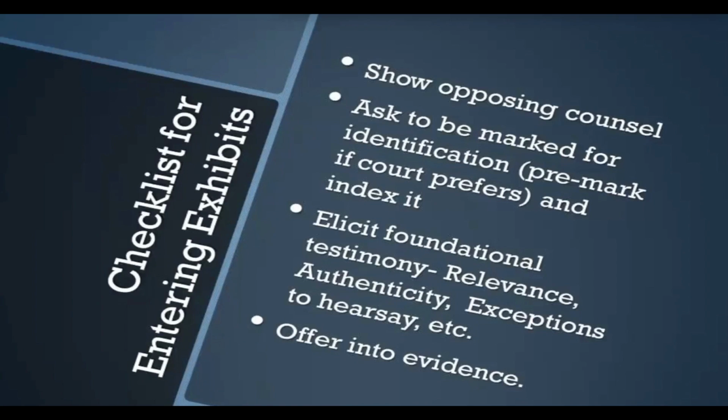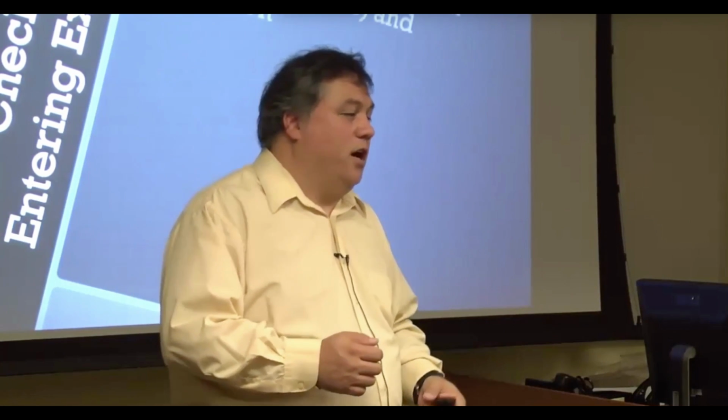Your checklist for getting evidence received by the court. When you have an exhibit and you want it to be brought into evidence, your first step, you make sure opposing counsel has seen it. If it's already been disclosed, they already have copies of it, great. But generally, bring copies for yourself, the witness, the judge, and the clerk. And you're going to make sure that opposing counsel has a copy of it.